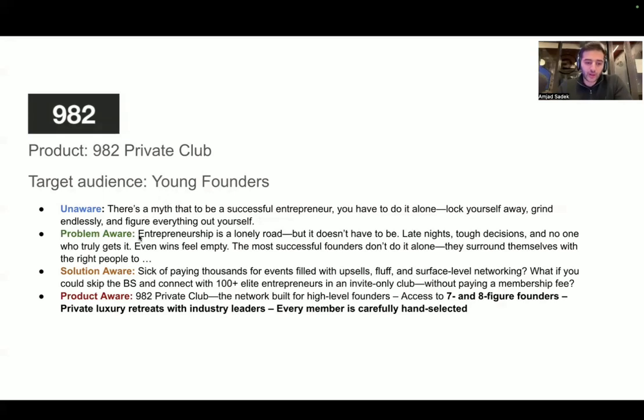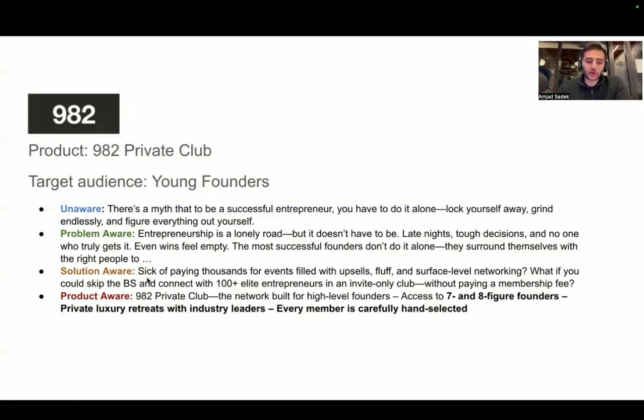But here in the problem aware, so entrepreneurship is a lonely road, but it doesn't have to be. Late nights, tough decisions, and no one who truly gets it, even wins feel empty. The most successful founders don't do it alone. They surround themselves with the right people, and maybe we can include a benefit, like to grow faster or whatever.